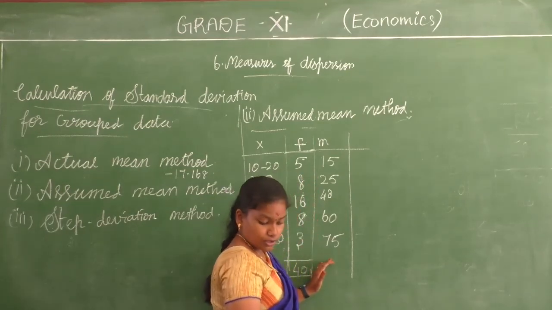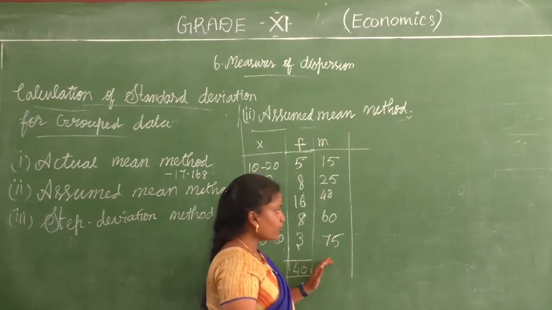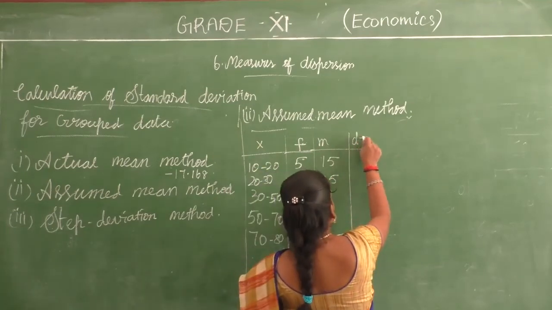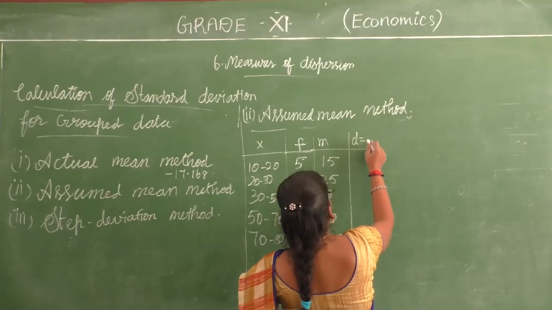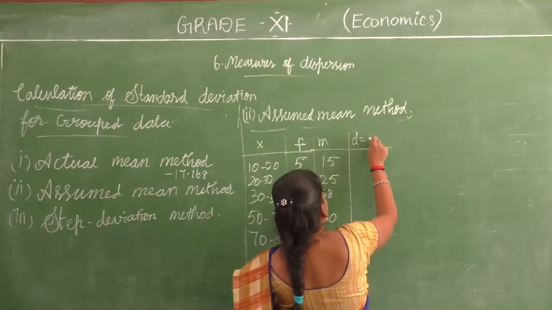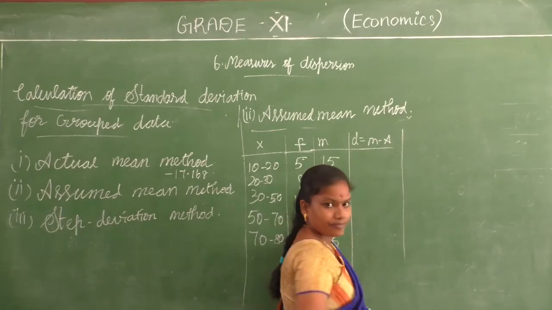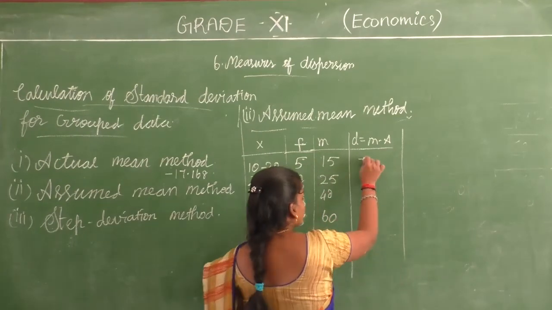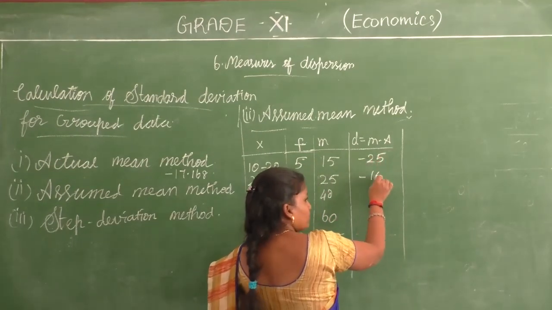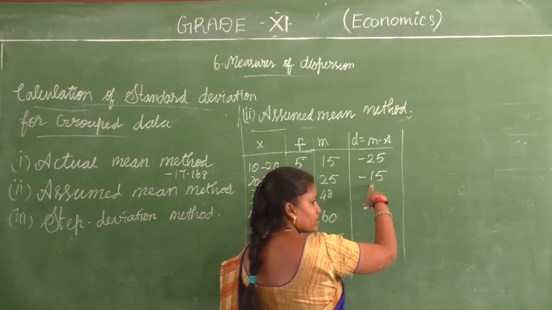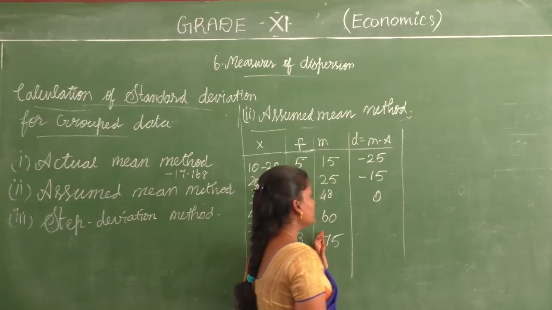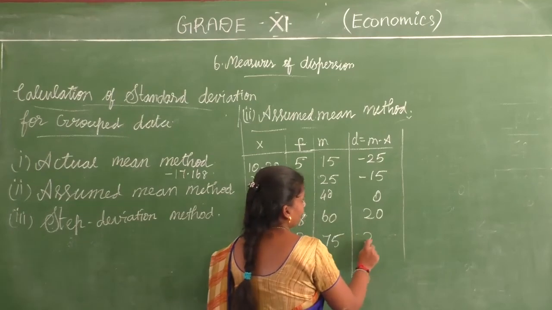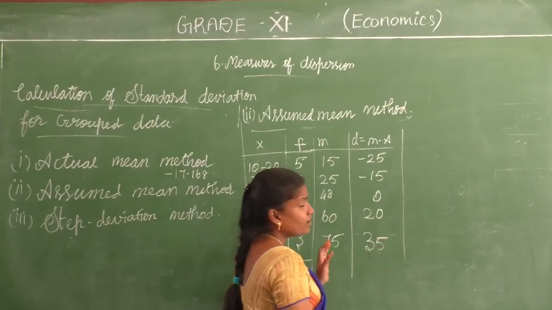Now what are you going to do? You are going to find your assumed mean. You will take a center value and deduct it. That will be your deviation. So deviation d is equal to m minus a. So 15 minus 40 is minus 25, 25 minus 40 is minus 15, 40 minus 40 is 0, 60 minus 40 is 20, 75 minus 40 is 35.